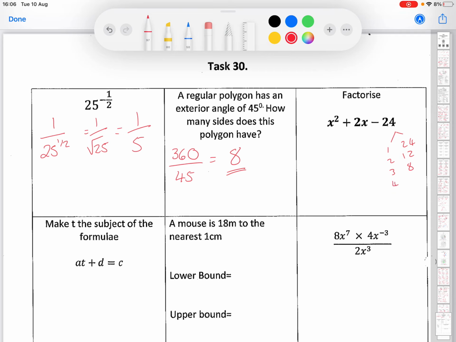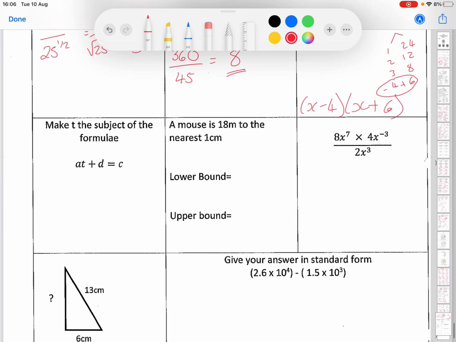Factorising a quadratic. Write down our factors of 24: 1, 24, 2, 12, 3, 8, 4, 6. Which pair can make positive 2? It's going to be a 4 and 6. It needs to be positive 2, so it needs to be plus 6 minus 4. So it's going to be x minus 4 and x plus 6. Sorry, that's scribbly.